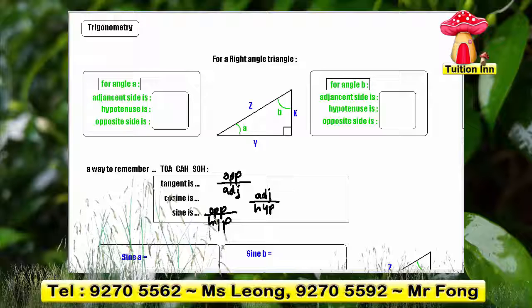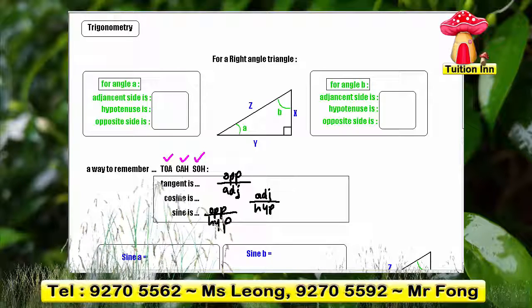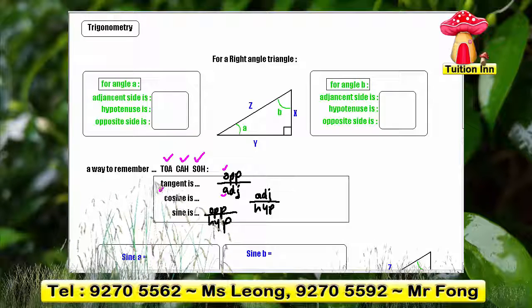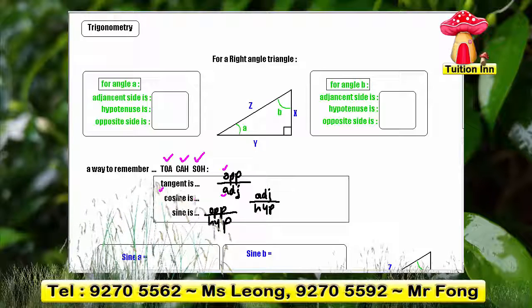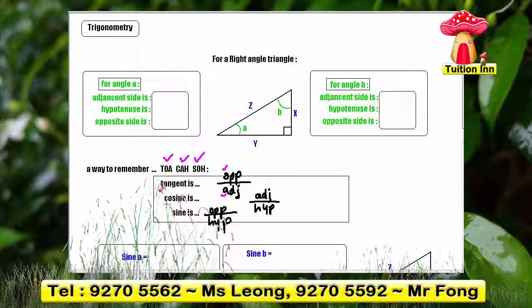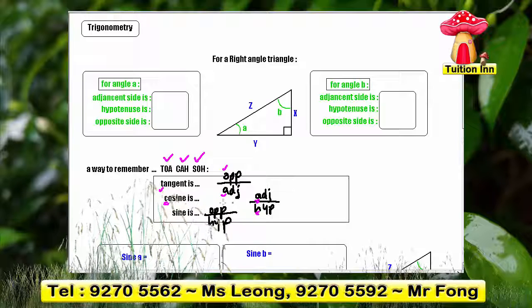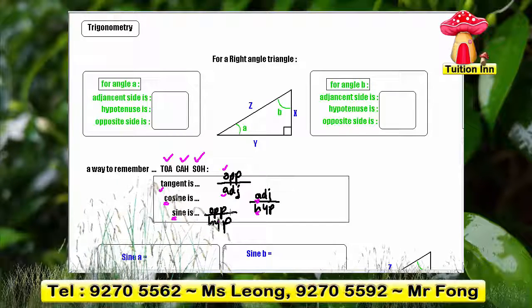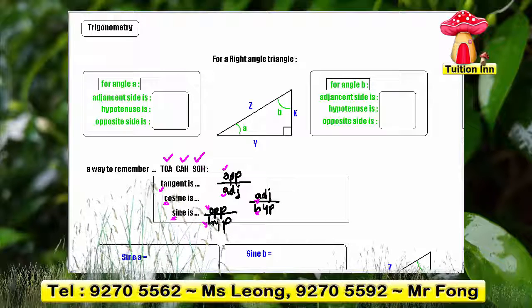The trick is to use this phrase called "tua ka so". Tua: we take the first alphabet of all these ratios and lengths. Tangent T, opposite O, adjacent A, so TOA. Tangent is opposite over adjacent. Ka is CAH: cosine is adjacent over hypo. Then SOH: sine of an angle is equal to opposite O over hypo H. So, tua ka so, to remember.